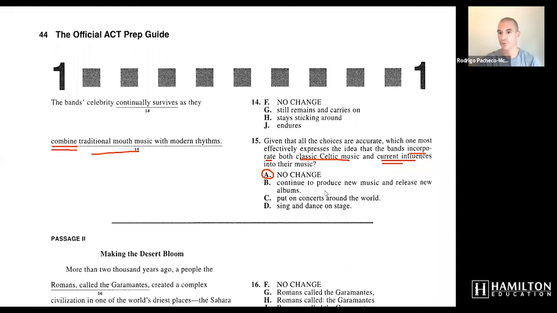B, continue to produce new music and release new albums. The focus here is on the production of new music, but not on the blend of these 2 types of music. So we can eliminate B. C tells us that they put on concerts around the world, but it doesn't tell us anything about a blend of music or what this music looks like. The influences, we can eliminate C. And D tells us that they sing and dance on stage. That's really more about the performative aspect, not so much about the production of the music. And this is why we can eliminate D.